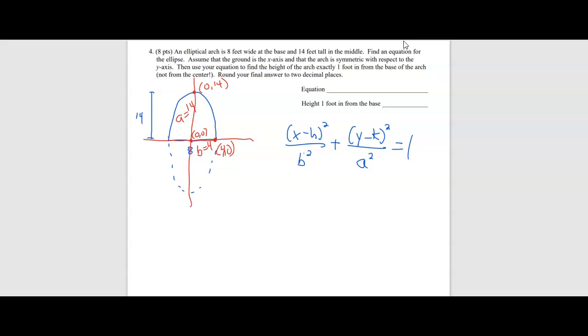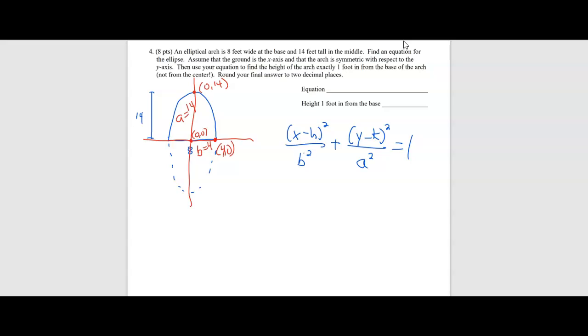There's no information about the focus in this problem. We don't need it unless they ask for it. Assume that the ground is the x-axis, and the arch is symmetric with respect to the y-axis. So that is actually information that tells us what I assumed would be the easiest anyway. Then use your equation to find the height of the arch exactly 1 foot from the base of the arch, not from the center.